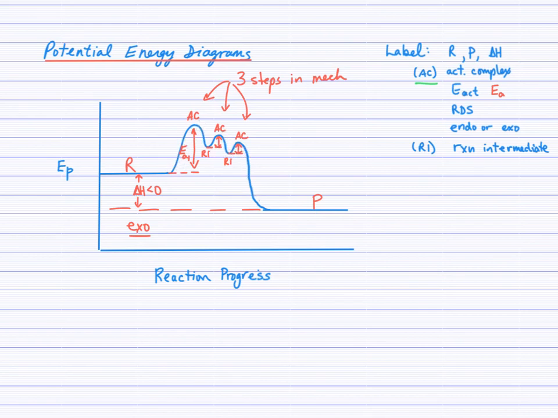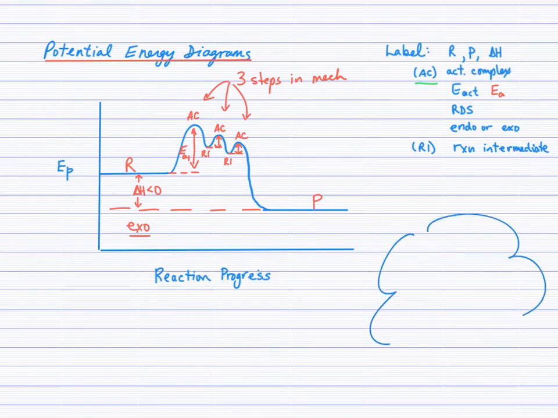Now, which activation energy is the greatest? The activation energy for the first step, for the second step, or the third step? Hopefully you're seeing that this distance is the greatest. When the activation energy is the greatest, is that step fast or slow? So does a high activation energy correspond to a faster rate or a slower rate?